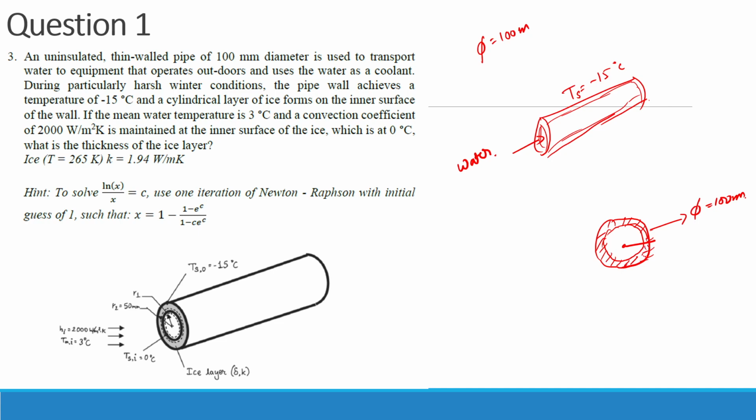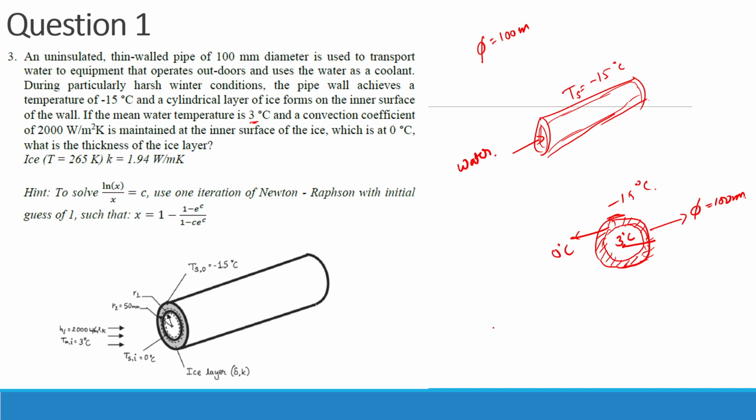Then we have been given, if the mean temperature of water is 3 degrees Celsius and a convective coefficient of 2000 watt per meter square Kelvin is maintained by the inner surface of ice, which is at 0 degrees Celsius, what is the thickness of the ice layer? So here we have been given that the mean temperature of water is 3 degrees Celsius. That is, inside the temperature is 3 degrees Celsius. Then the ice will be at 0 degrees Celsius. And again the outside temperature we have been given as minus 15 degrees Celsius.